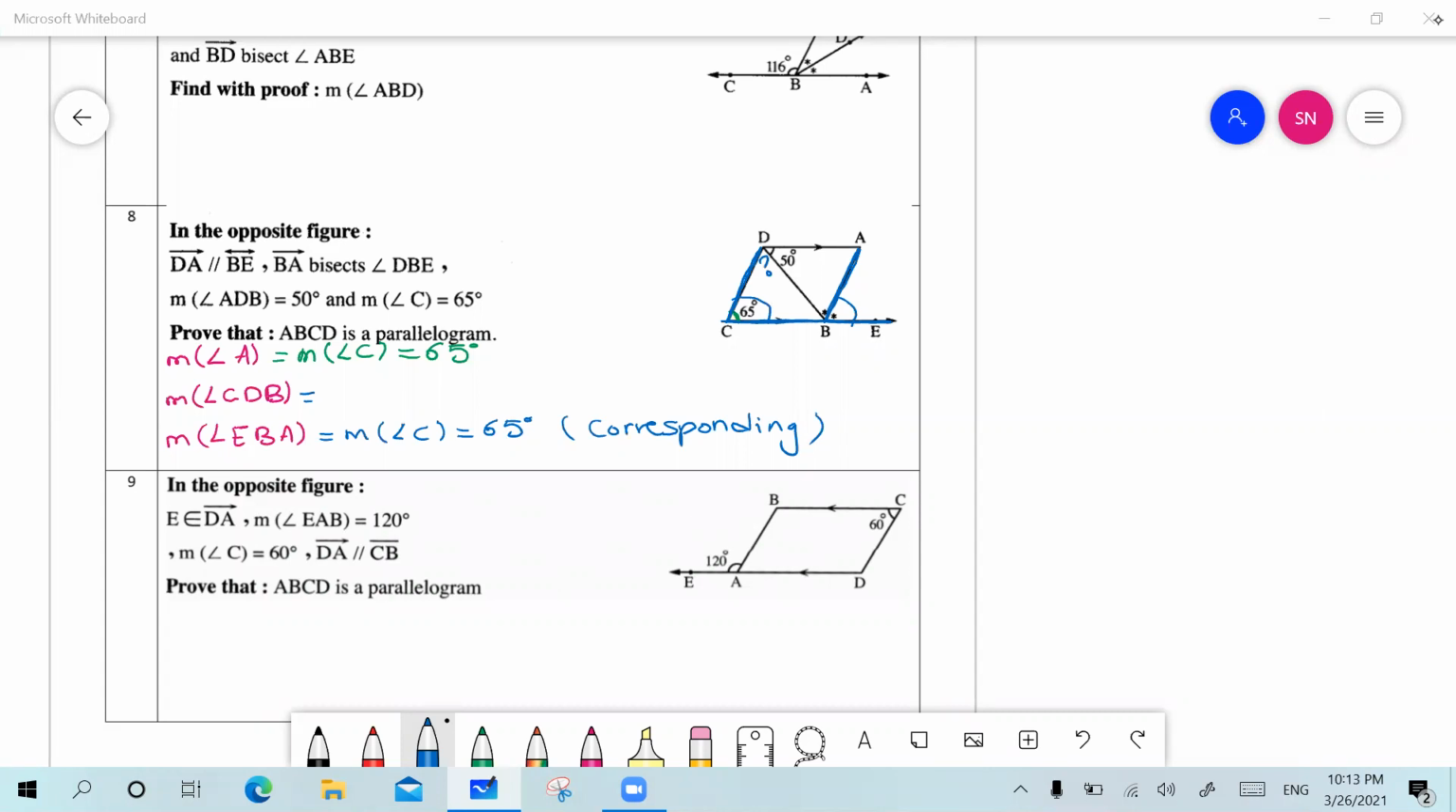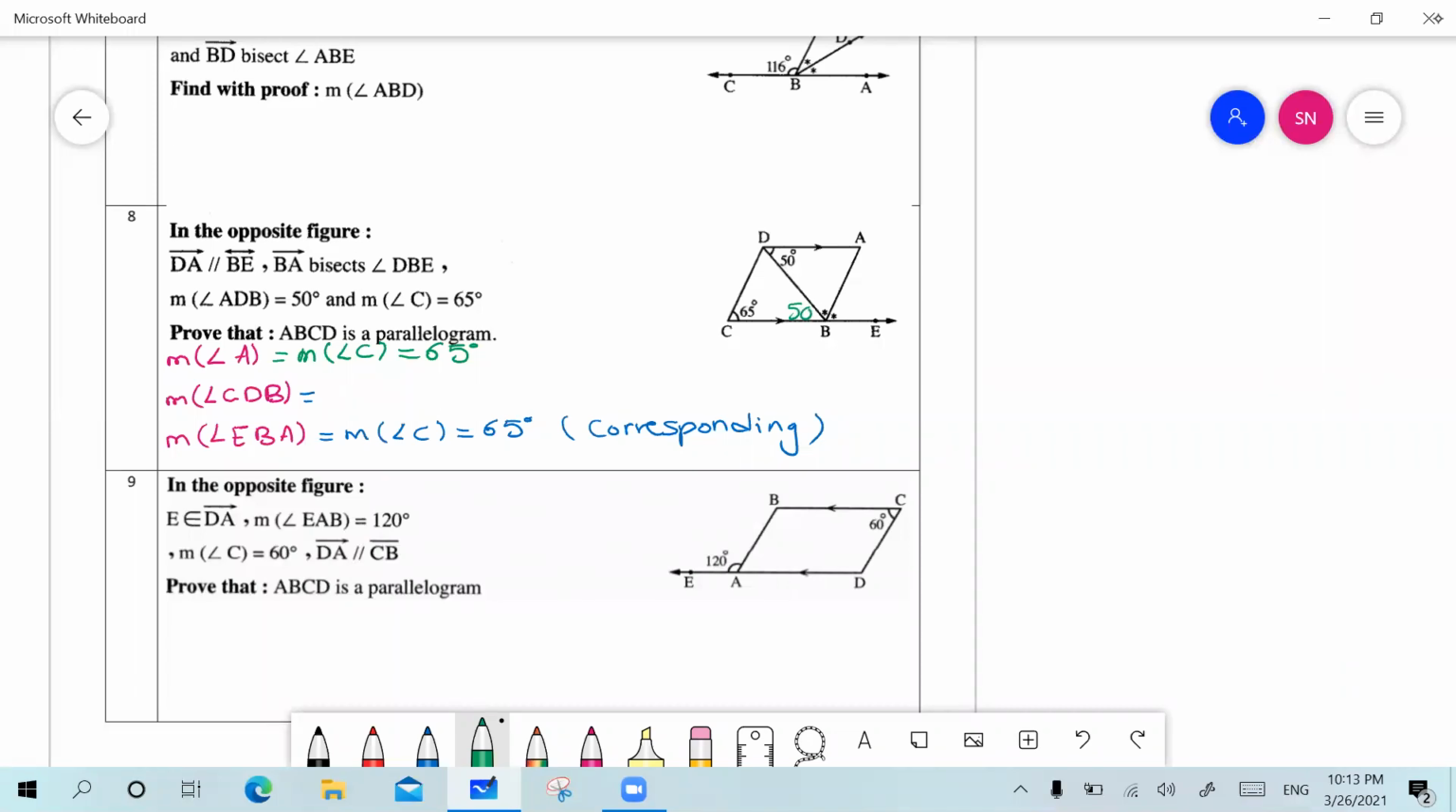مين اللي هيطلع الميجر of الانجل دي؟ يلا يا جودي. Yes. اعمل erase لكل ده بقى، يلا. Measure of angle DBC equals 50 degrees alternate angles. DBC equal to 50 degrees alternate angle. ماشي.